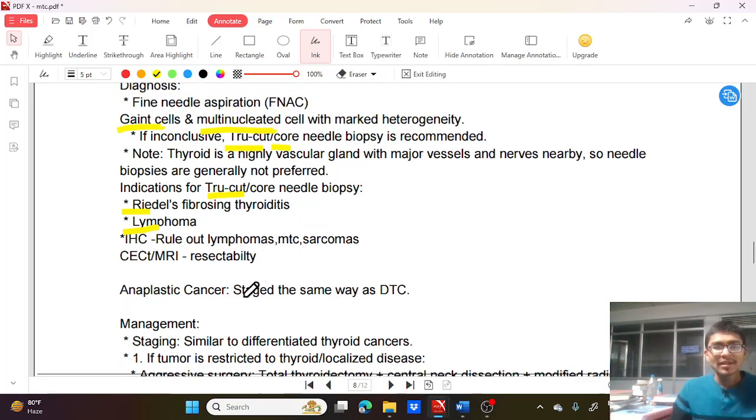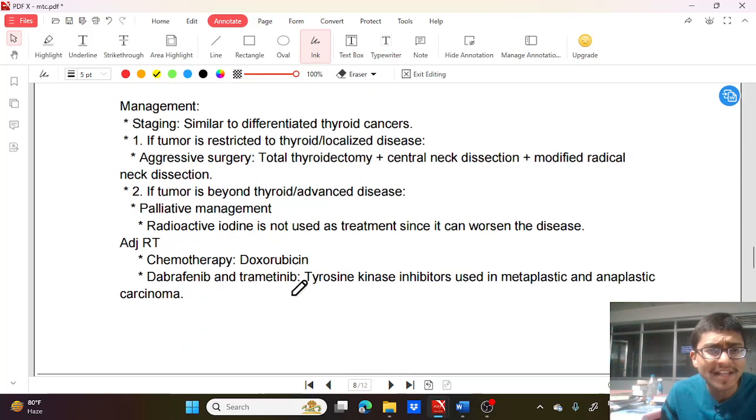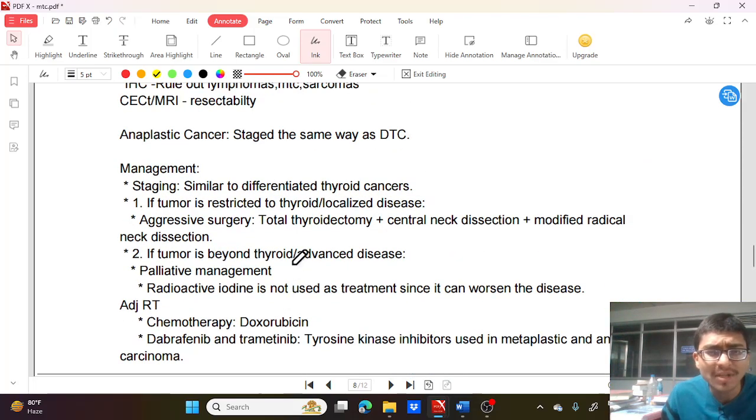In anaplastic carcinoma, the staging is the same as differentiated thyroid carcinoma. Then the management is almost similar to differentiated thyroid cancers. If the tumor is restricted to the thyroid or localized, then we go for aggressive surgery, that is removal of the total thyroid, total thyroidectomy, along with central lymph node dissection, central neck dissection. And along with that, we go for a modified radical neck dissection. Generally it is type 3, that is functional neck dissection.